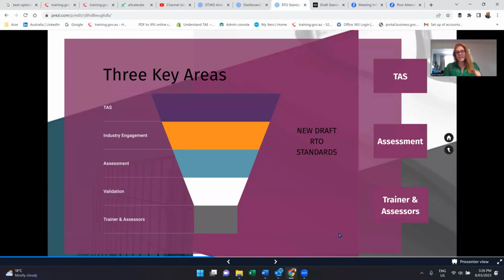Okay, now we're going to get into the guts of it. This is absolutely the guts of any ASQA performance assessment of any RTO, and that is your training and assessment strategies. Are they relevant to industry? How do you undertake your assessment? Do you validate your assessment? And do the people that do your assessment have current industry skills and knowledge? So we're going to get into that in just a few minutes.